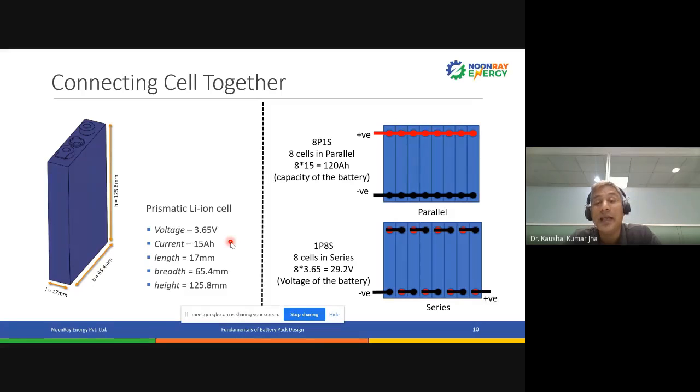Energy remains the same in 8P1S or 1P8S. There it becomes 120 into 3.65. Here it becomes 29.2 into 15. Both become the same. So even though the energy is the same, it is important to know what the voltage requirement and the current requirement are, and depending upon that, we provide parallel and series connections.